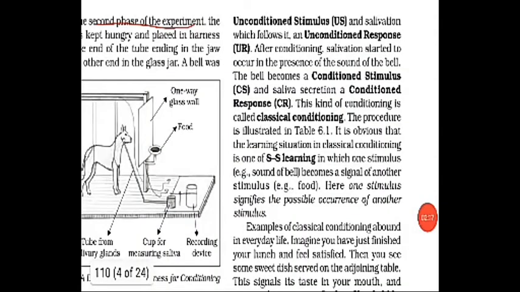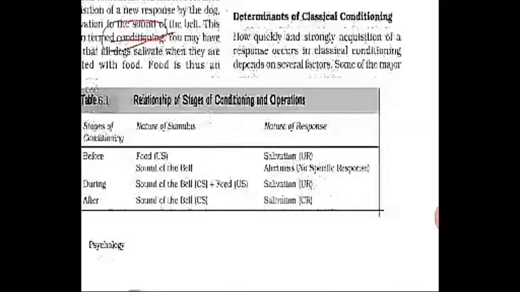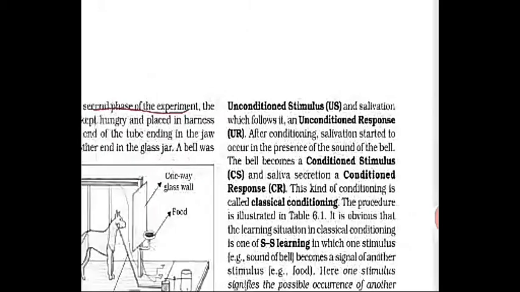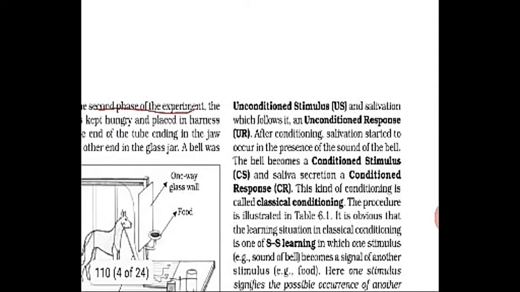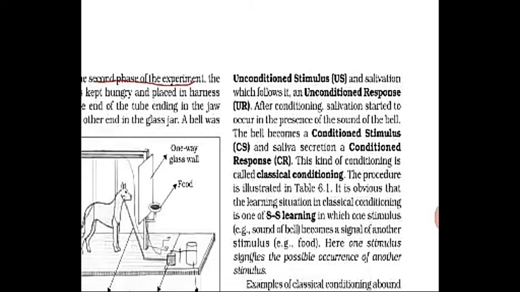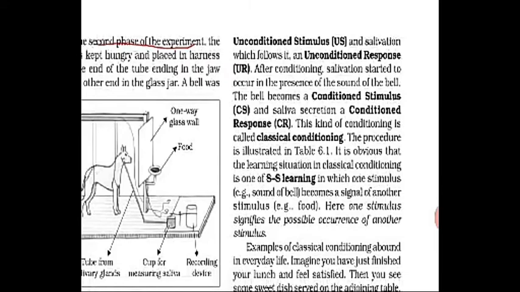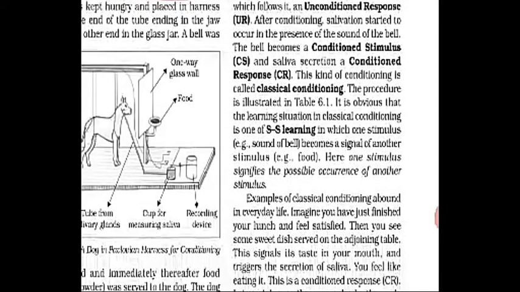In the same way, here it is also explained that the unconditioned stimulus is our food, and after that salivation is there, which is known as an unconditioned response. But when the conditioning is done, what happened then? The salivation started when there is a sound of a bell. So this type of conditioning is also known as SS learning and classical conditioning.